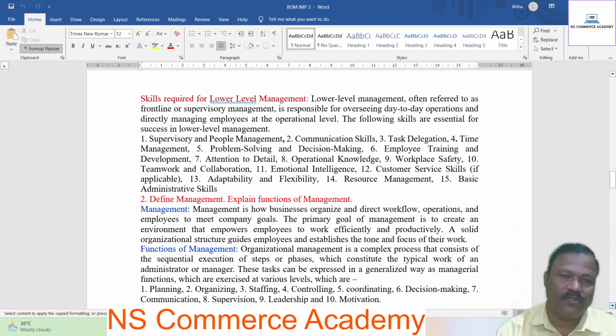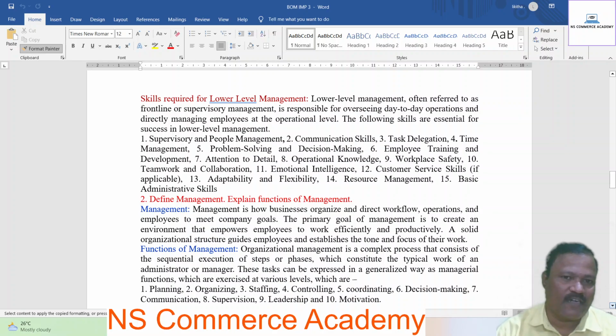Okay, friends. So for this question, the definition covers 3 marks and there are 3 levels of management. For the skills of the 3 levels, 3 marks each, so it is a 12 marks question. All 3 levels of skills score 3 marks each, 9 marks, and the definition scores 3 marks. Like that, the mark distribution will be there.